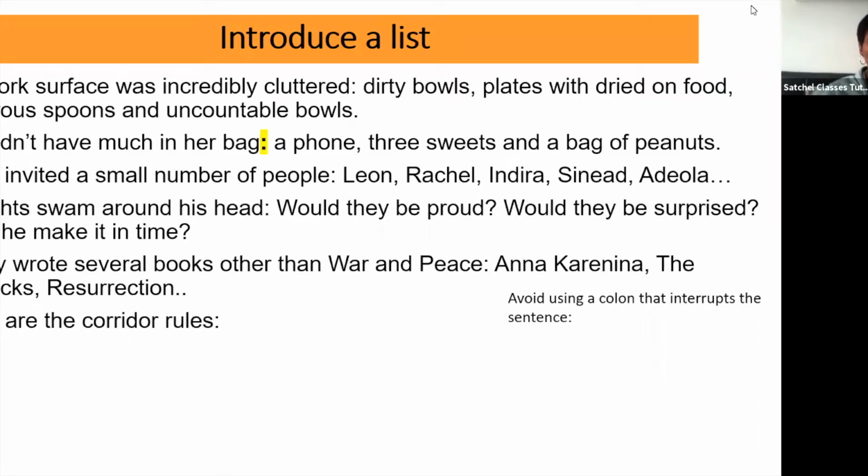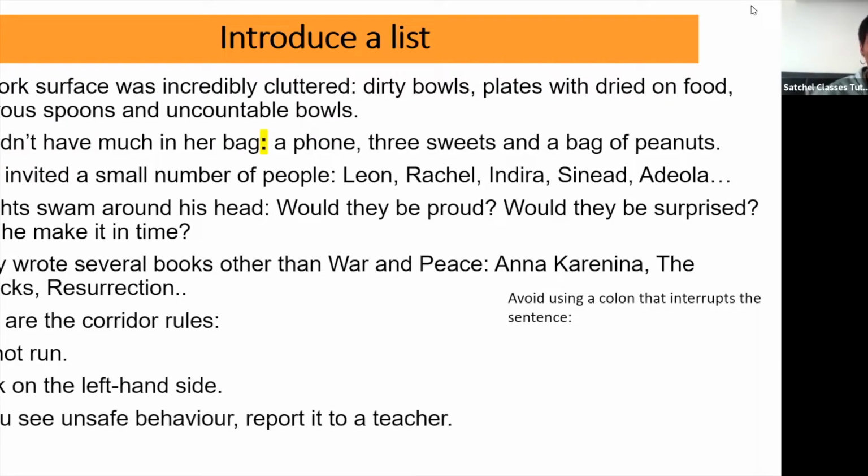And then you can use colons for lists that aren't directly after the colon. The lists are bullet pointed or numbered underneath. So for example, these are the corridor rules. 1, do not run. 2, walk on the left-hand side. 3, if you see unsafe behavior, report it to a teacher. So the colon introduces a list that's not just directly after, it's underneath.